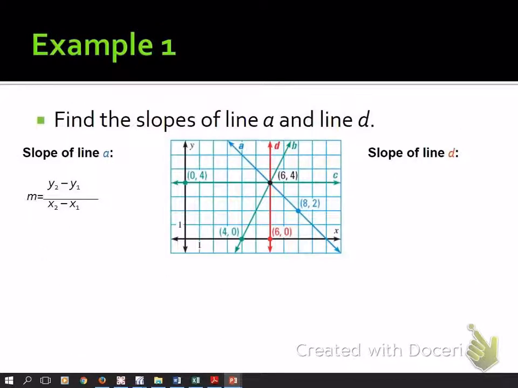Okay? Some quick review. Now, quickly, find the slopes of line A and line D. Line A is this blue line here, which is probably not blue in your notes. Line D is this red line here, the vertical line, which is probably not red in your notes. But those are the two lines you want to find the slope of. Take a second and give that a shot, and I'll show you what you should have gotten.